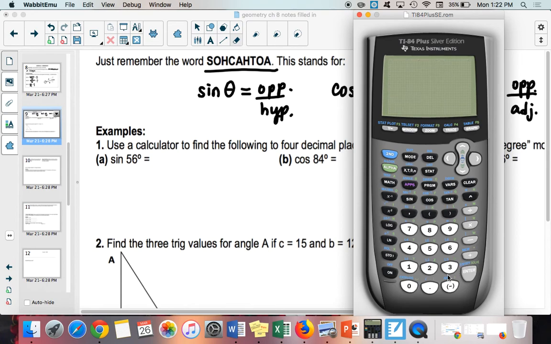If I want sine of 56, it's very easy. I just put sine, and then 56 and enter. I should get 0.8290. Some of you might have calculators that don't look like this. On basic scientific calculators, you might have to hit 56 and then the sine button. So figure out what works on your calculator right now. Does everybody have that number, 0.8290? We good? Yes.